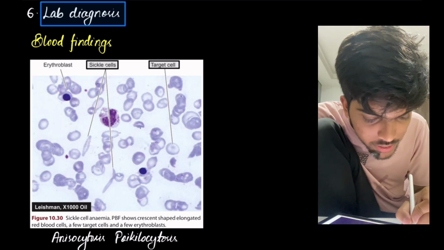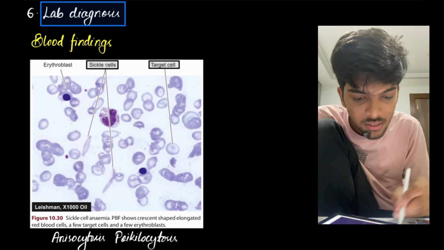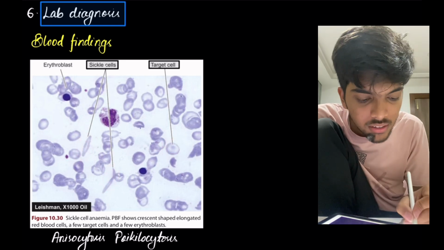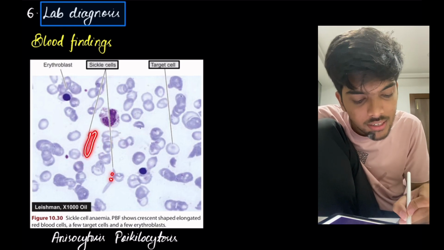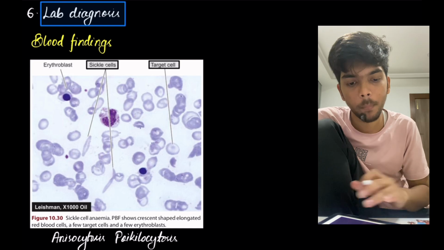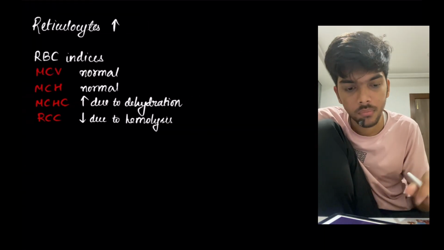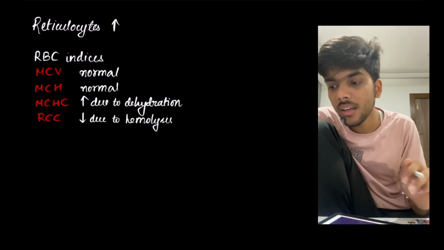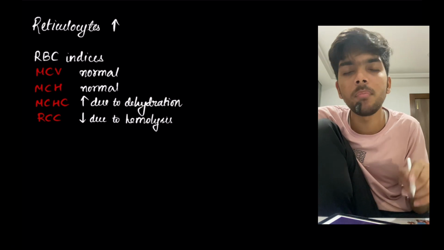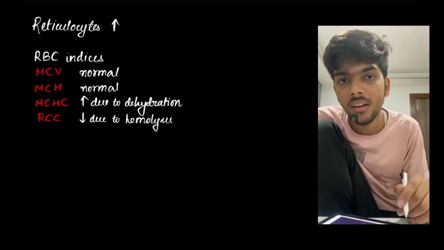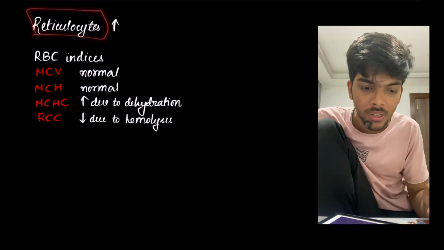Number 1, obviously, you are going to find sickle cells or crescent cells, target cells, cells of different shapes, poikilocytosis, and cells of different sizes, anisocytosis. The presence of Howell-Jolly bodies. Then, since there is a decrease in RBC count, for compensation there is compensatory hyperplasia in the bone marrow. As a result, there is more erythropoiesis and an increase in reticulocyte count.